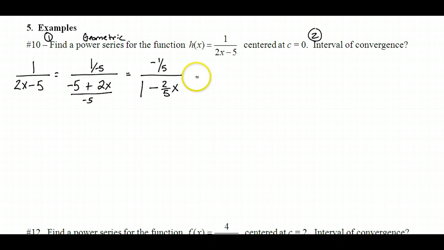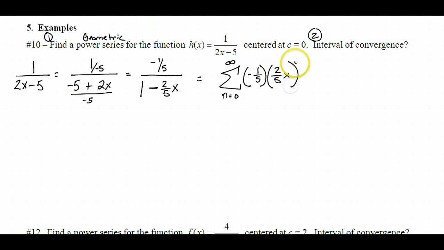And write it as our geometric power series now. This is equivalent to the summation. Geometric will always start at 0, so n equals 0 to infinity. Our first term is the negative 1/5 from the numerator times our common ratio. Remember, this has to be subtraction, so our common ratio now is 2/5 x, to the power of n. And there's our geometric power series.